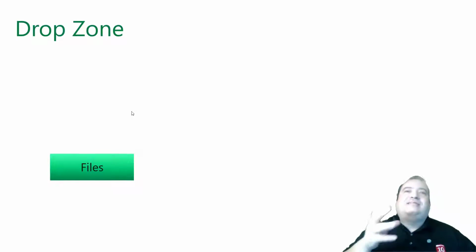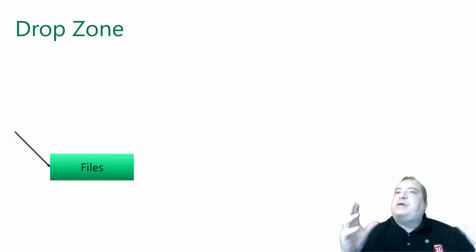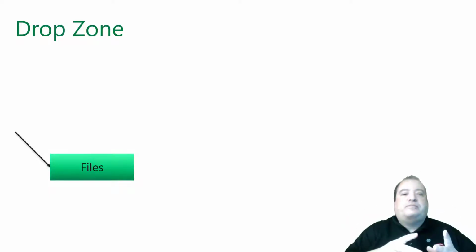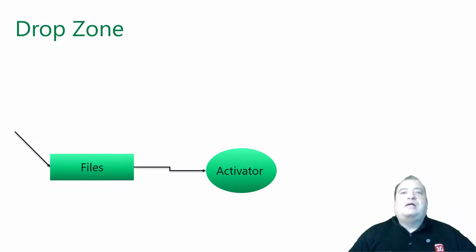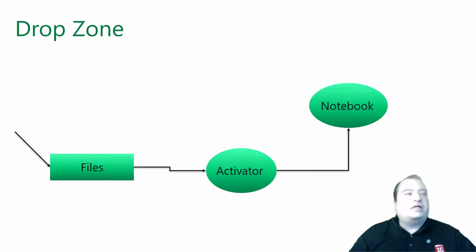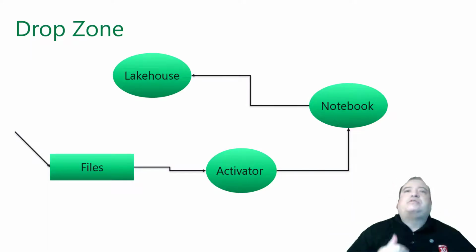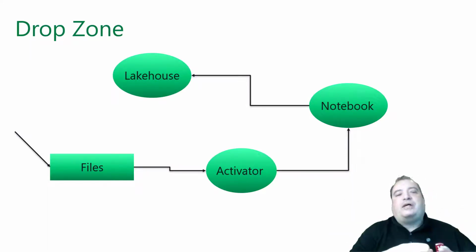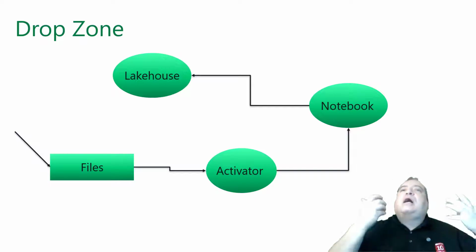For example, let's imagine the files area of the lakehouse. Then a file arrives in the files area of the lakehouse. We need a trigger that triggers the processing of this file. So we can have an activator. An activator is now capable of triggering an event based on a file in the files area of the lakehouse. And this is the great news I'm showing today. The activator will trigger a notebook. The notebook will process the file and then drop the result of the file to a lakehouse. That files area is what we call a drop zone.